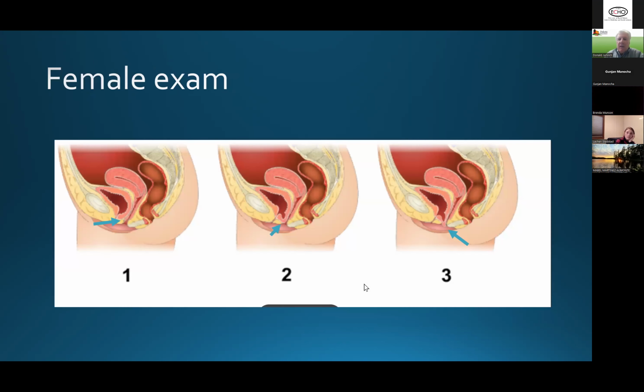In terms of the female exam, I think probably the most important part is just direct observation of either a cystocele or a rectocele, where you see part of the vaginal opening press outwards when the individual basically bears down.